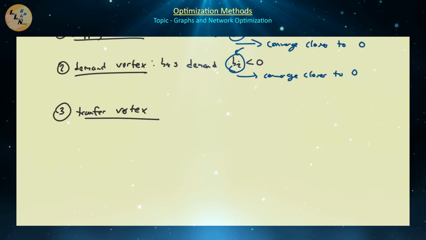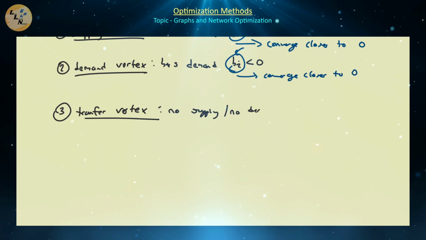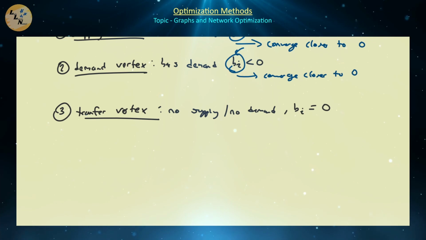And then we have our transfer vertex, which has no supply and also no demand. It's pretty much just a location in our graph where trucks are going to pass through, or they have to pass through. They're not going to drop anything off, and they're not going to pick anything up there. So no supply and no demand. Therefore we're going to let bi be equal to 0, and that should stay relatively fixed or balanced throughout the entire process for our particular network optimization problem.